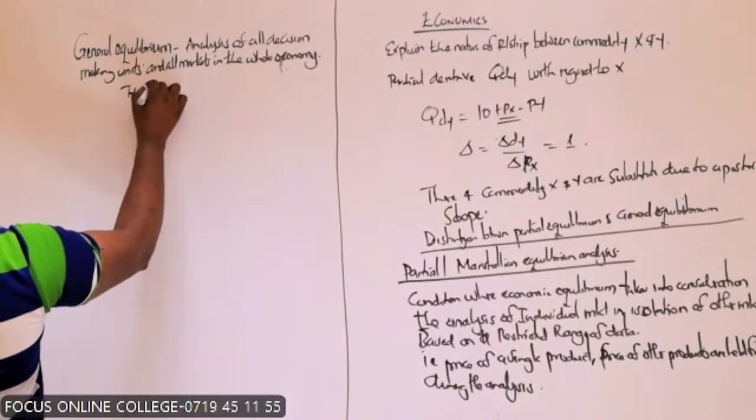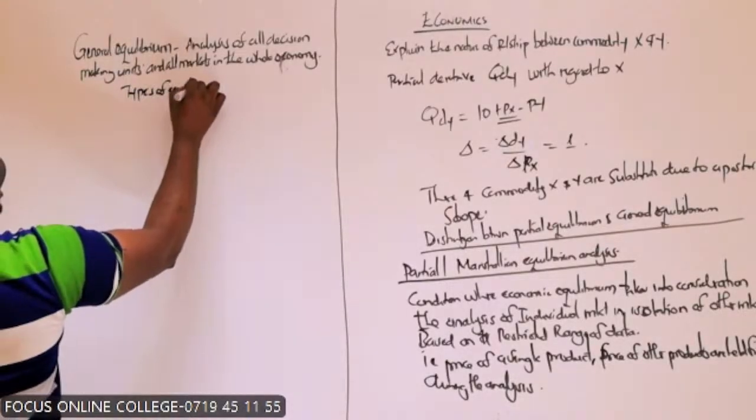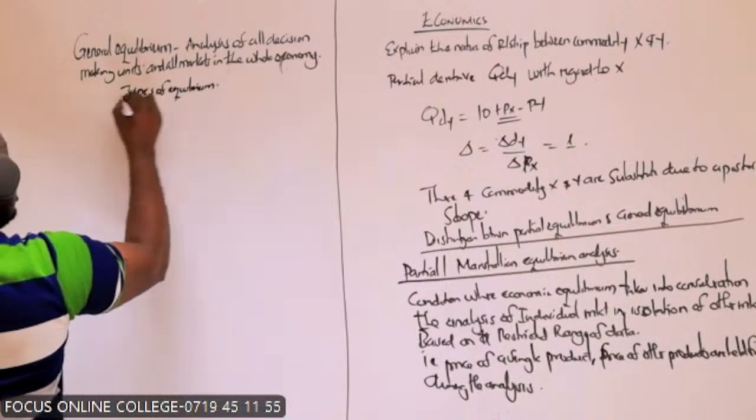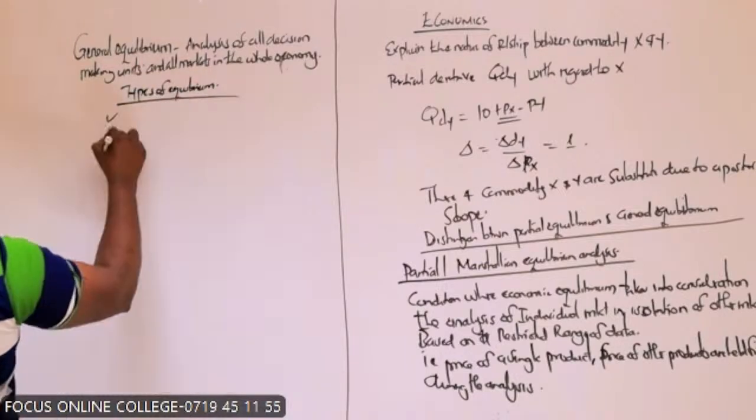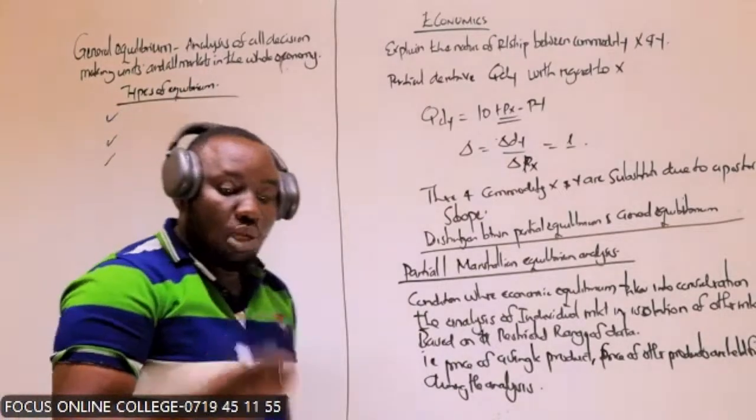When I proceed to November, November ends with how many days? Types of what we call equilibrium. November ends with how many days? Talk about types of equilibrium. That should be 30 days.